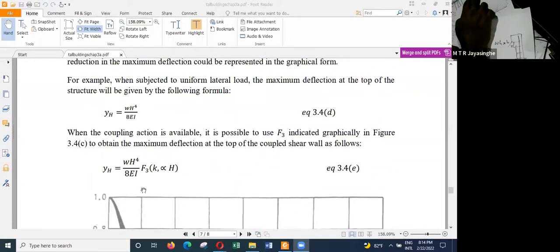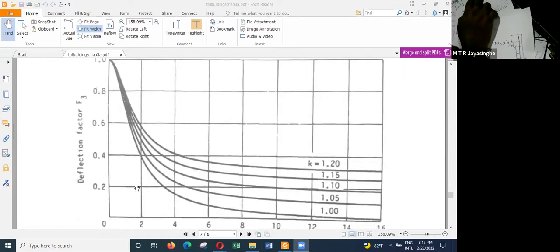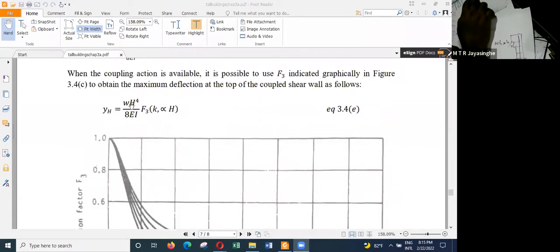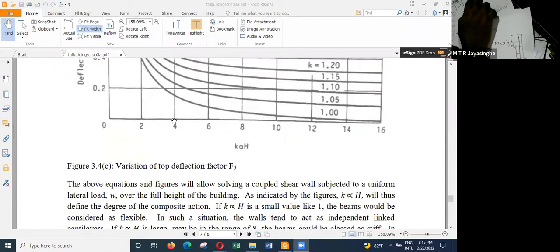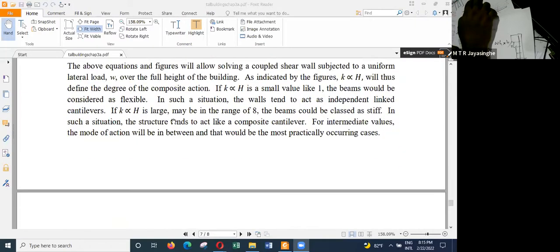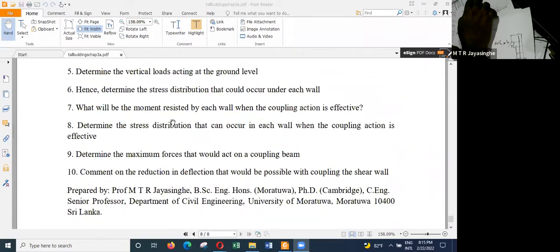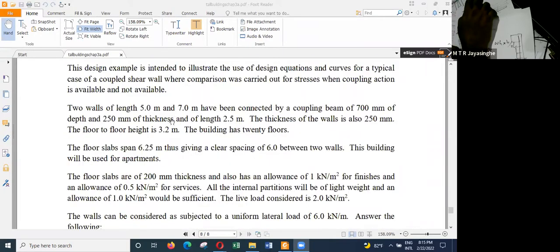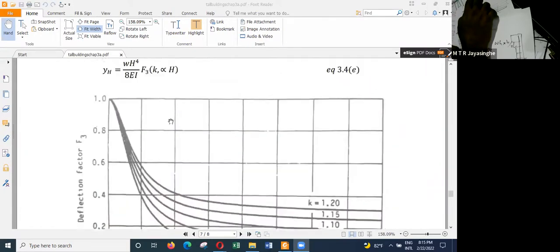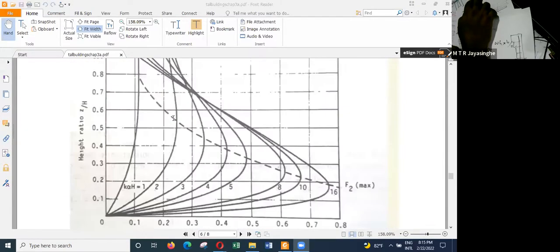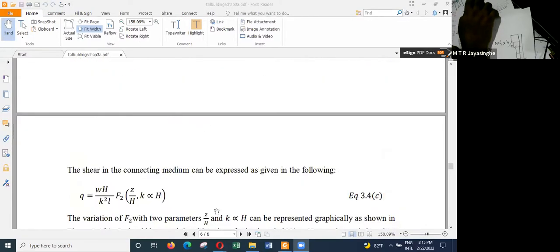So basically, if you want to find the deflection, you can see the deflection can be as low as 20 to 30%, because this parameter will be 0.3, 0.4, 0.25, that type of range. So you can see there's a huge advantage of using coupled shear walls, and I have given a design example based on this.